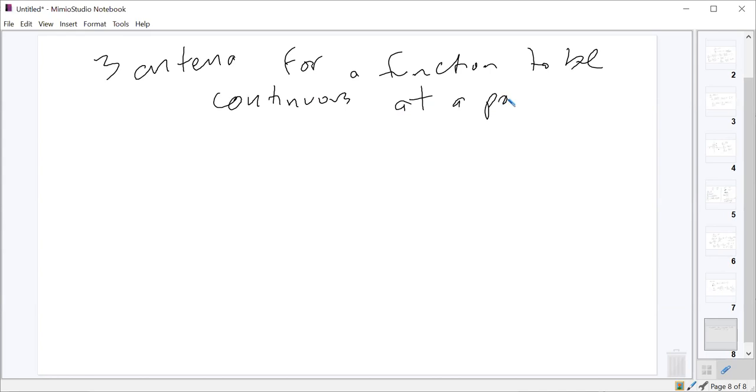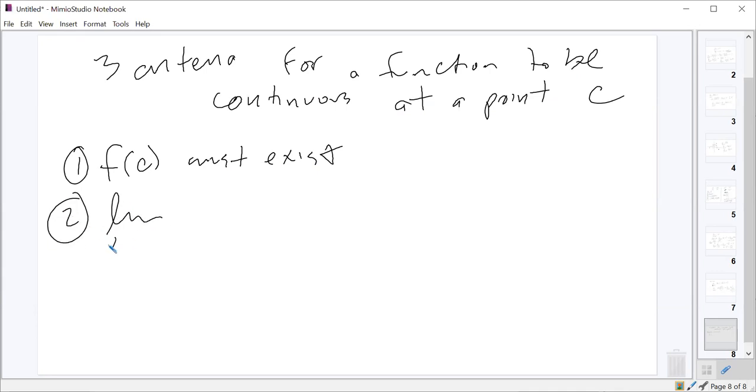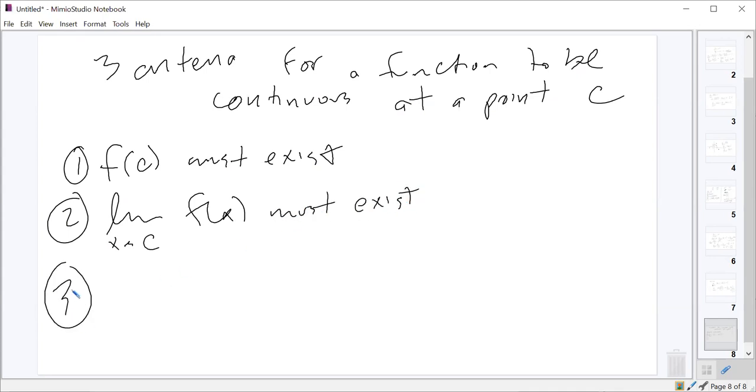So if I want it to be continuous at a point, we'll call it C, 3 things must be true. Number 1, f of C must exist. And 2, the limit as x approaches C of f of x must exist. And 3, 1 and 2 must be equal. F of C must equal the limit as x approaches C of f of x. So those are the criteria for a function to be continuous at a point.